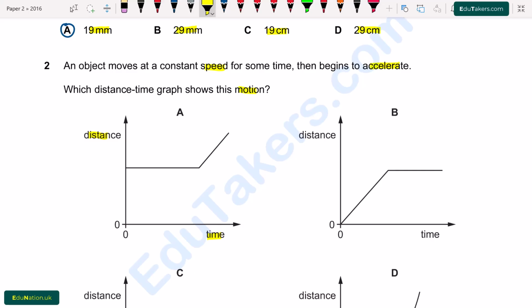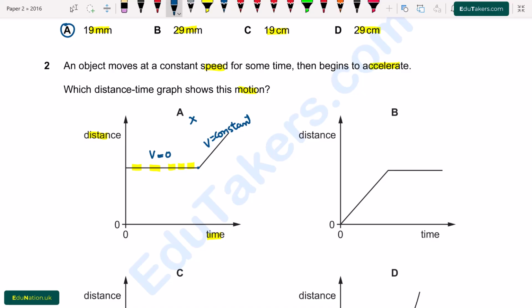In the graph A, here the distance remains the same. It means that in the initial part when the line is parallel to the time axis, here speed is equal to 0 because speed is the slope of the distance time graph. Here distance remains the same, so speed will be equal to 0 in this region. After that, in this region, it is constant speed because by increasing the time, distance also increases uniformly. So here speed is constant. So option A is incorrect from here.